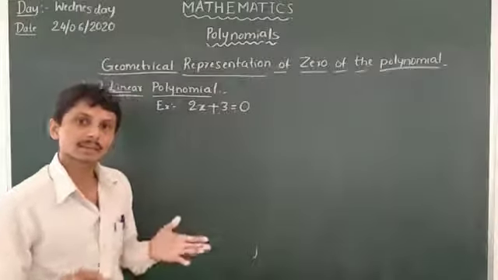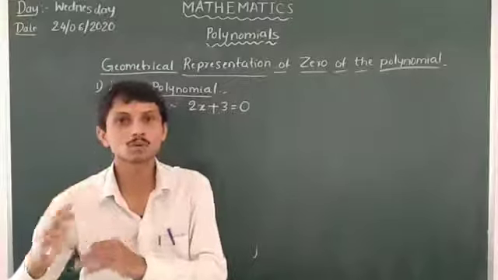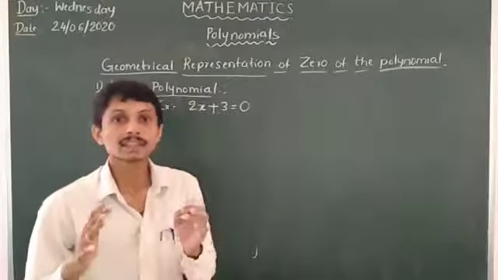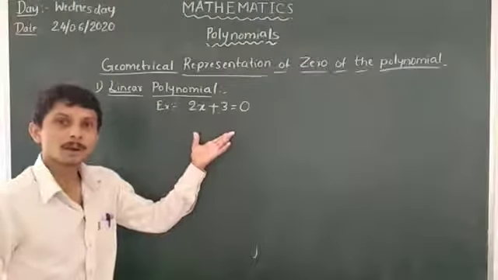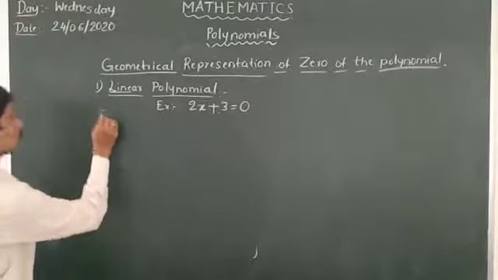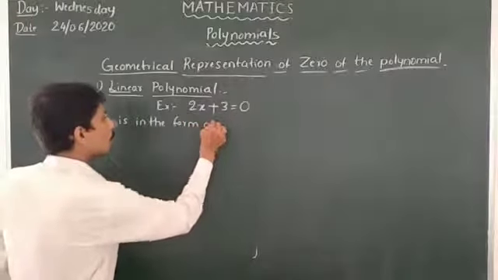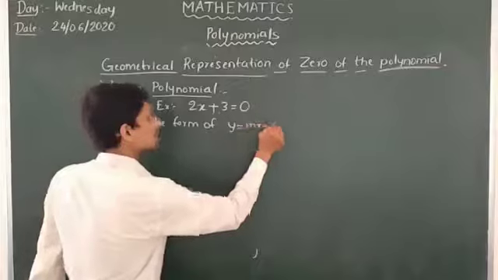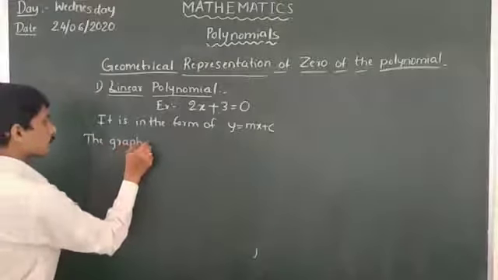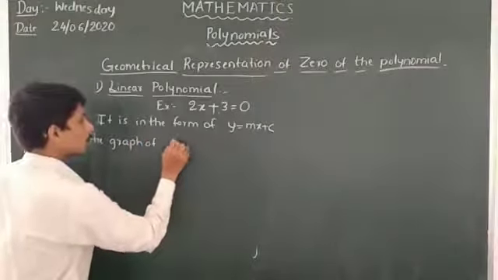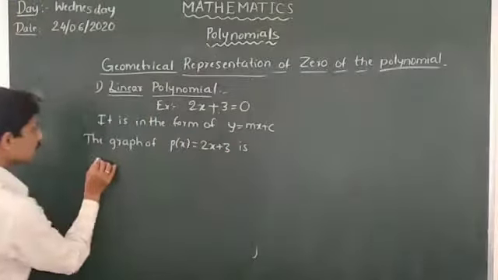So let us take ax plus b as a linear polynomial. That means if we plot the graph of ax plus b is equal to 0, it's a straight line. Also here, 2x plus 3 is in the form of y is equal to mx plus c. The graph of p of x is equal to 2x plus 3 is a straight line.